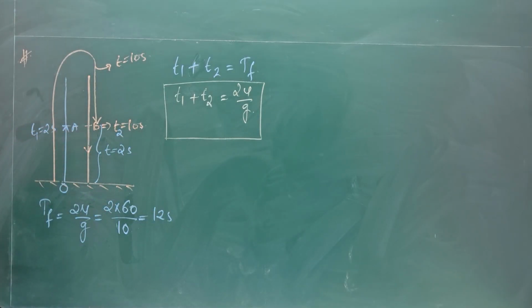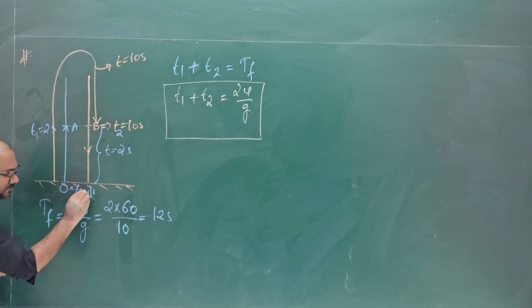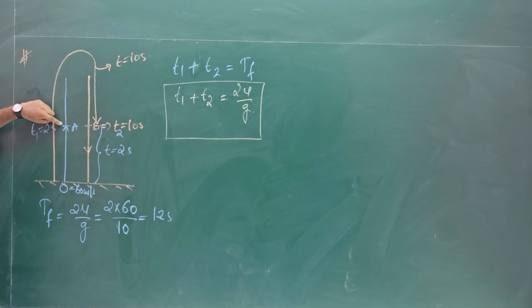Now, one more time. If the velocity at origin is 60 meters per second, will the velocity at this point also remain 60? No, it will decrease. How much will it decrease? In 2 seconds, acceleration is g, that is 10. That means, can I say velocity at this point is 40? So, velocity at this point is 40 meters per second.